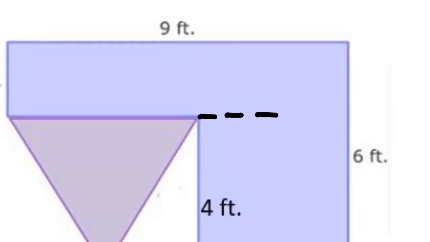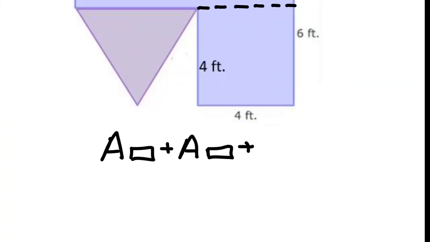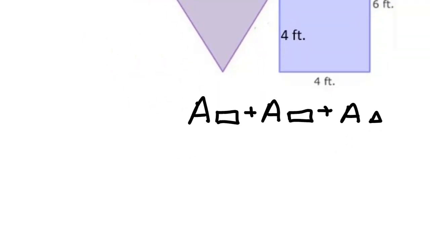I'm going to go ahead and cut it like this. You guys okay with that? When I cut it like that, I see I have 2 rectangles that I need the area of, and I have 1 triangle. So to find the area of a rectangle, we do length times width. For the other one, we'll do length times width.